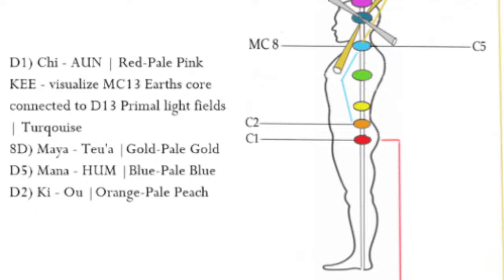Then ki, which is dimension 13. Goodness gracious, today is a day. You're able to visualize as far as with the ground, which is the Earth's core. It's connecting to simultaneously the D13 primal light fields, and again the tone we have is ki, and the color is turquoise. And then we have the 8th dimensional, Maya Tua.